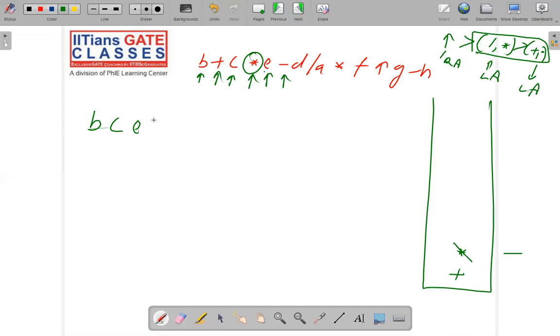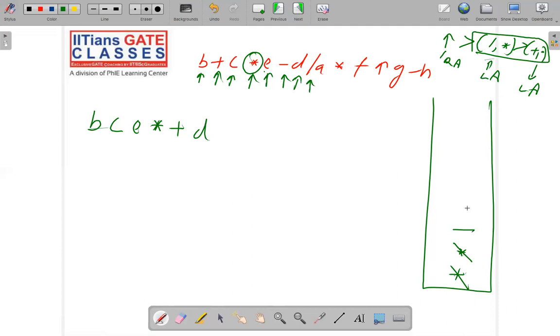We print it. Then we compare plus with the minus, and plus has the same priority as minus, but these two are left associative, so we have to pop it also. We print it. There's nothing in the stack, so we push minus here. Now we are on D. We print D. We are on divide.